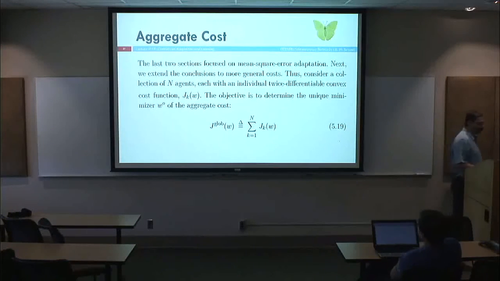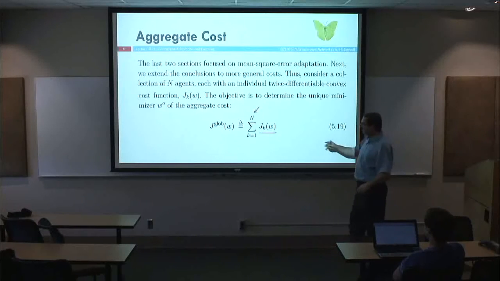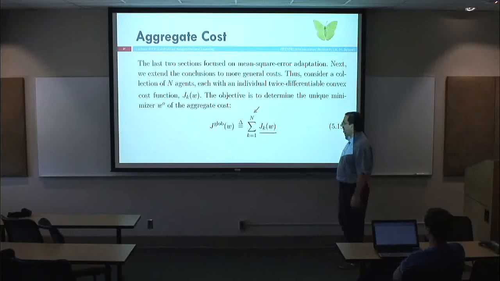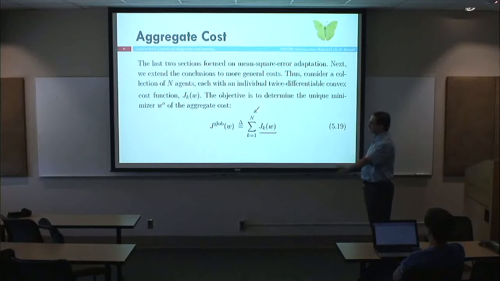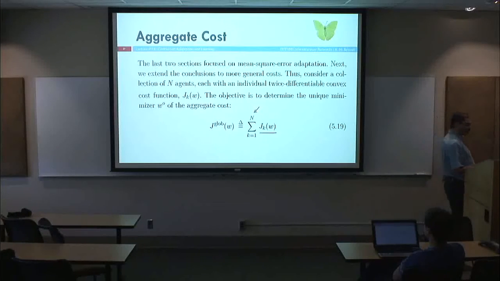So I have a collection of agents, n of them. Each one has a cost J_k(ω), okay? Where J_k does not need to be the mean square error cost, which is what we did in the previous slides. So let's keep this more general, okay? And I associate with these agents a global cost, which is an aggregate cost, meaning you add up all these individual costs, okay?